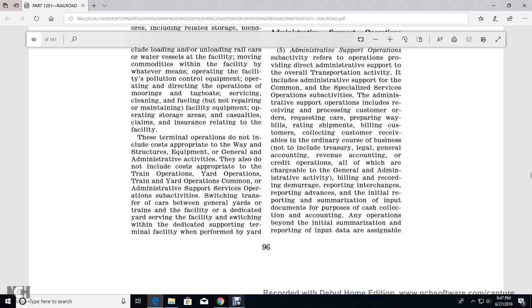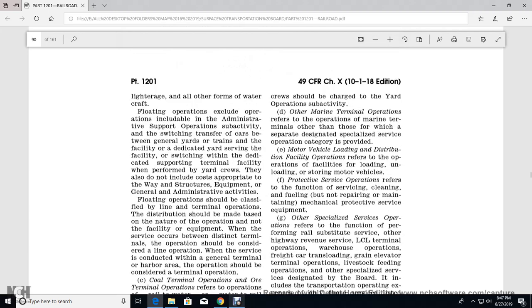Terminal operations do not include the cost appropriate to the wave structure of the equipment, or general administrative activities. They also do not include the cost appropriate to train operation, train yard operation, and common administrative support services. Sub-activity, switching: transfer of cars between general yards of the training facility or dedicated yard facility. If the switching with the dedicated support of the terminal facility is performed by the yard crews, it should be charged to yard operation. Sub-activity, other marine terminal operation: the operation of marine terminals other than those for which a separate designated specialized service operation category is provided.